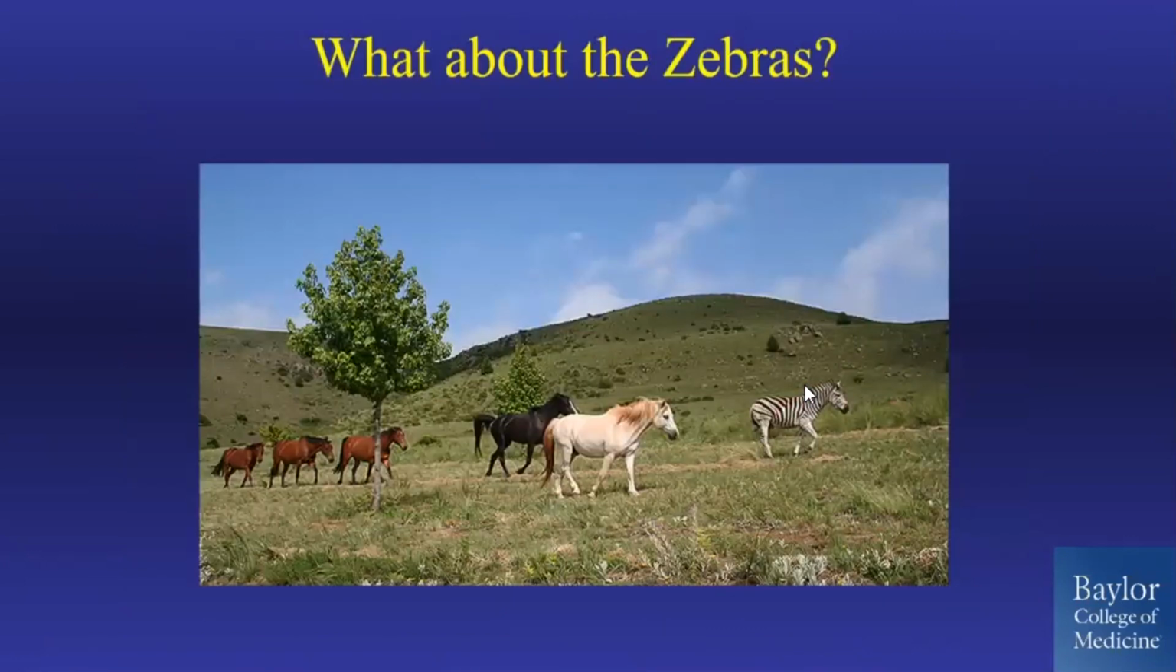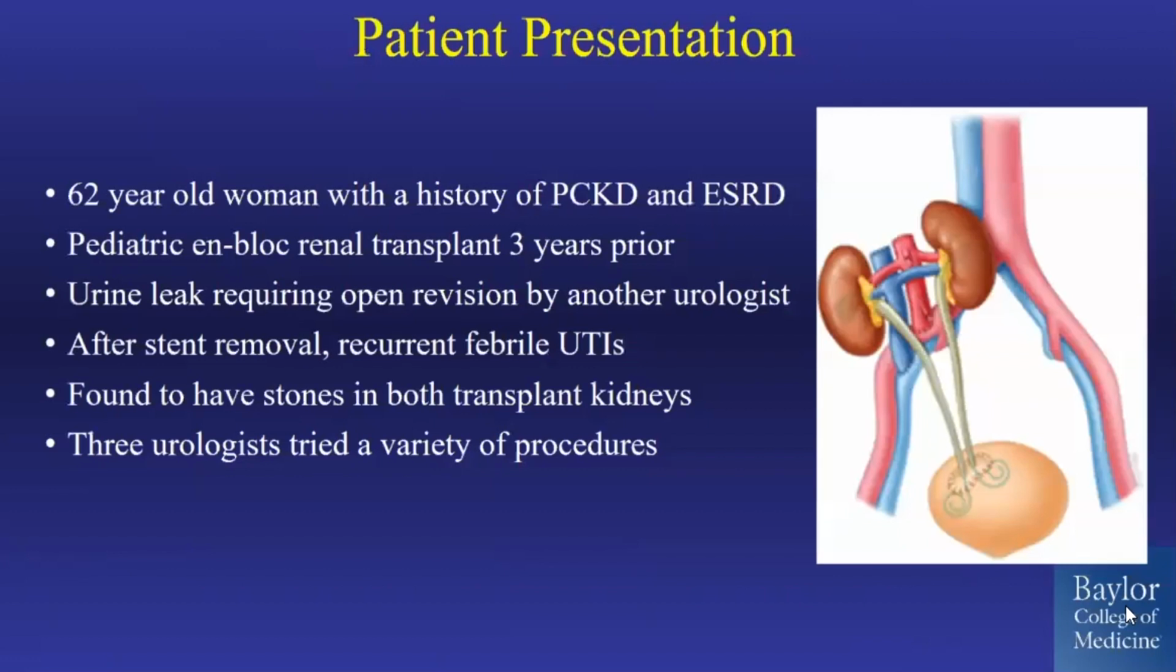What about the zebras? This was a patient who was sent to me after a pediatric en-bloc transplant. That means both pediatric kidneys on the great vessels were transplanted with a Wallace-type anastomosis. But this patient leaked, required an open revision, began having infections, and developed a big stone, and actually stones in both kidneys. Had been to multiple urologists, continued to have infections, and was referred to me.